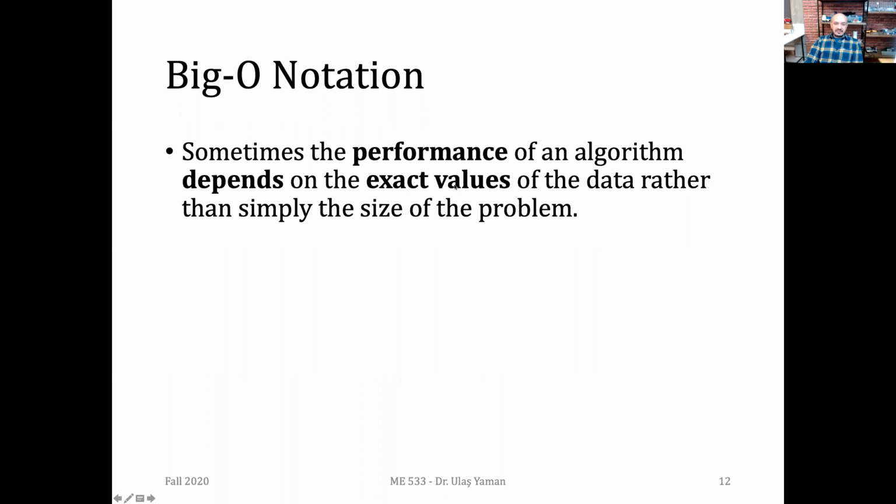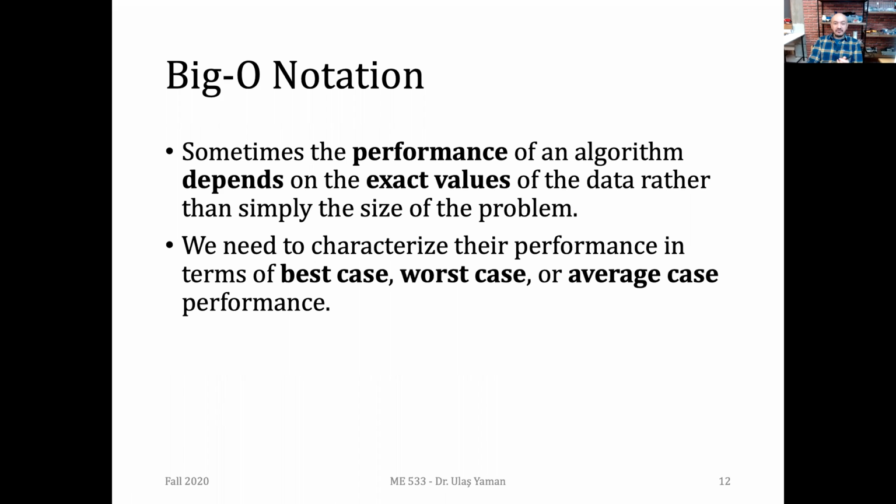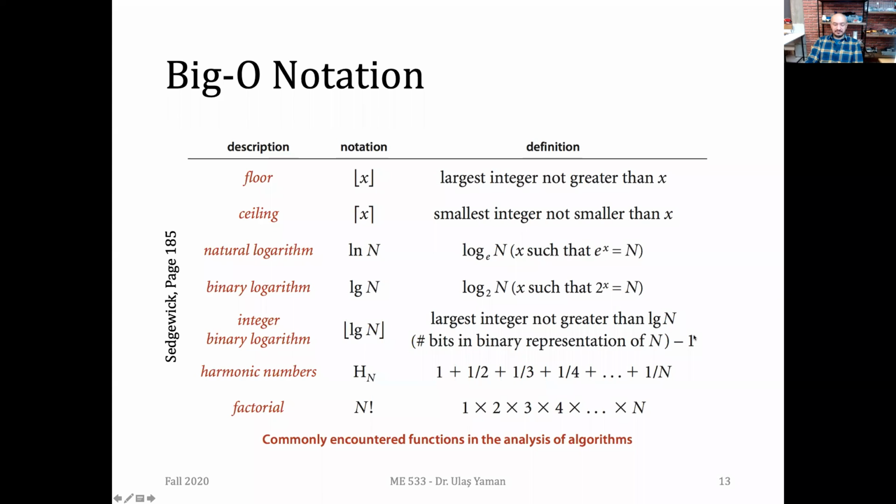And in some cases, this is not actually a common way, but sometimes it might be quite complicated to determine this T of n function. And in such cases, we can determine the best case, the worst case, and the average case, and try to give an average time complexity of the algorithm.